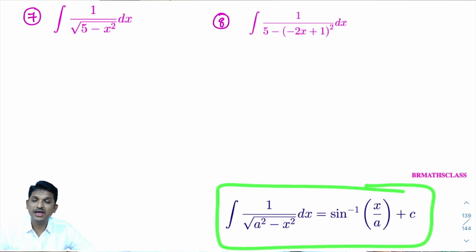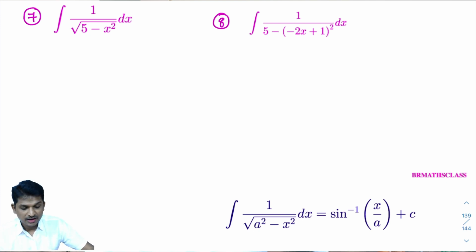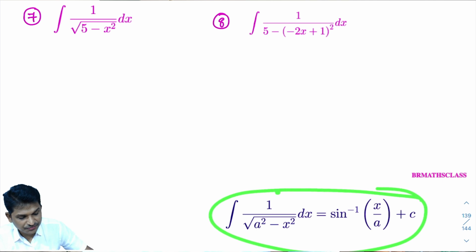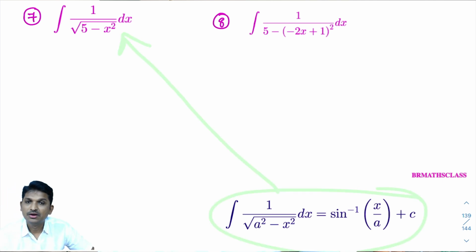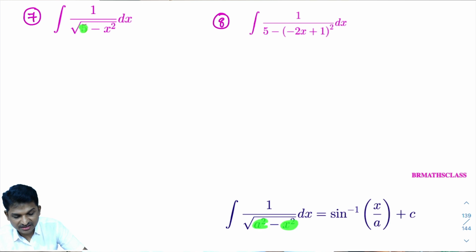Integral of 1 divided by root over a square minus x square dx is sine inverse of x by a plus c. Rajshekhar, good, you are following very well. Now the point is how to apply this formula to this problem. First, you must get it in the form of a square minus x square. But here a square is not there. Only 5 is there. A square is not there, but you need to write it.